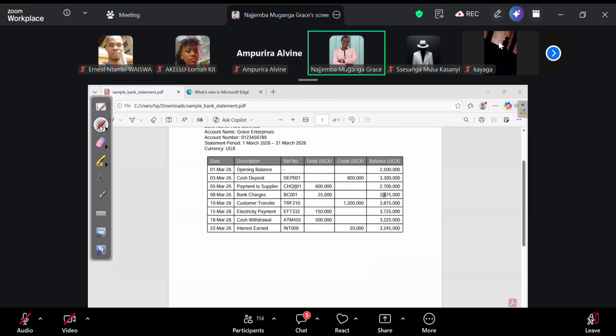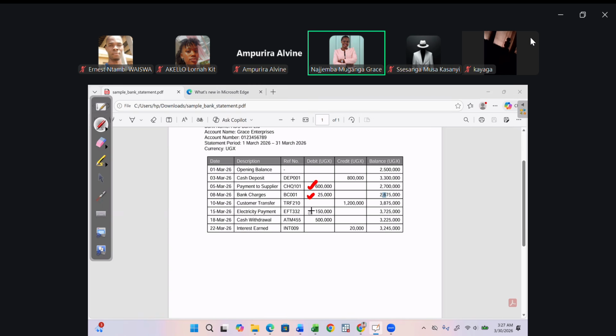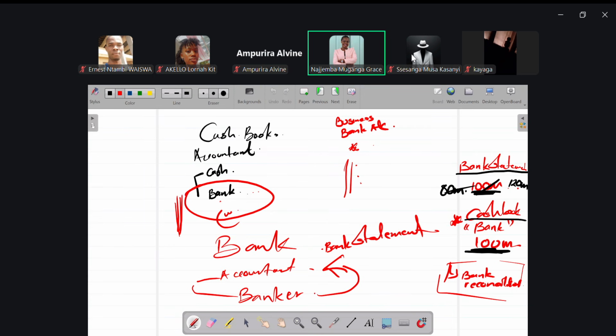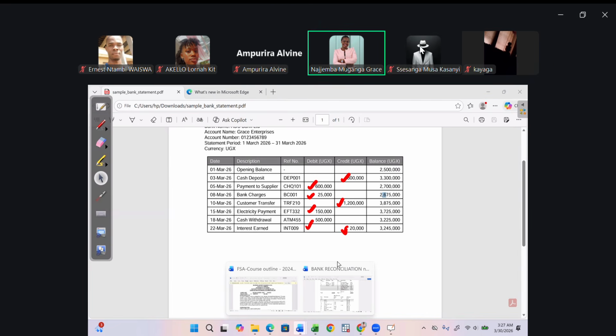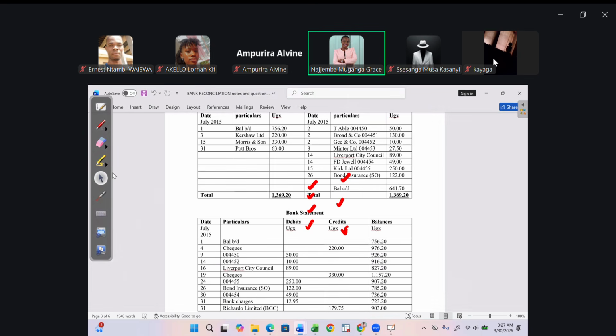So we have transactions that clearly show payments that were made. Then the credits show the receipt of money in your bank. So that is what we would expect in a bank statement: a summary of transactions.